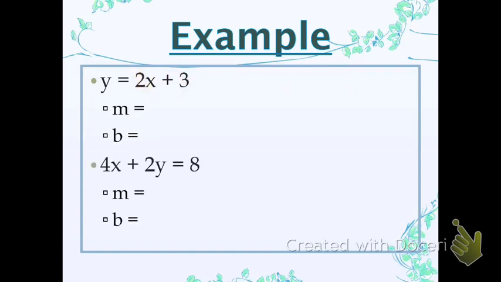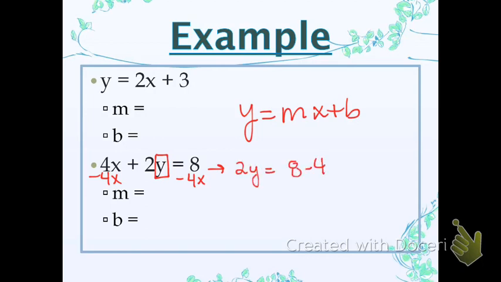The way that this can get a little bit more complicated is if they don't give you the original problem in slope-intercept form. So remember, it's supposed to look like y equals mx plus b. And 4x plus 2y equals 8, that's in standard form rather than slope-intercept form. So what I would have to do is use inverse operations to solve for y. That means I'd start by subtracting 4x from both sides, which now gives me 2y equals 8 minus 4x.